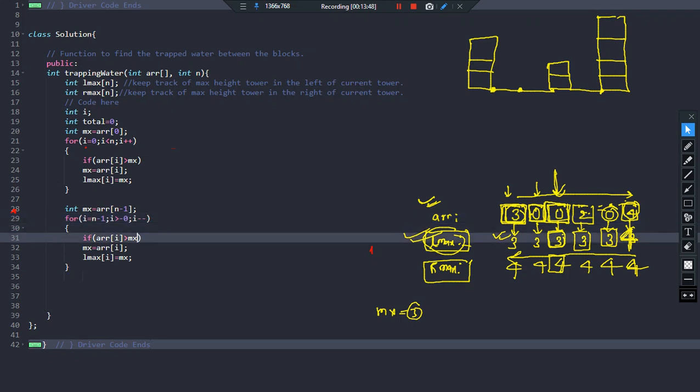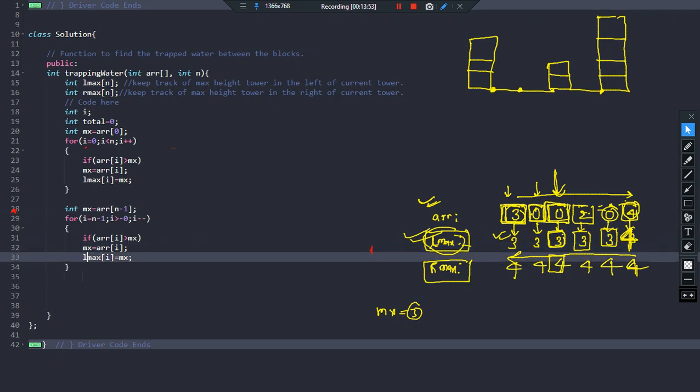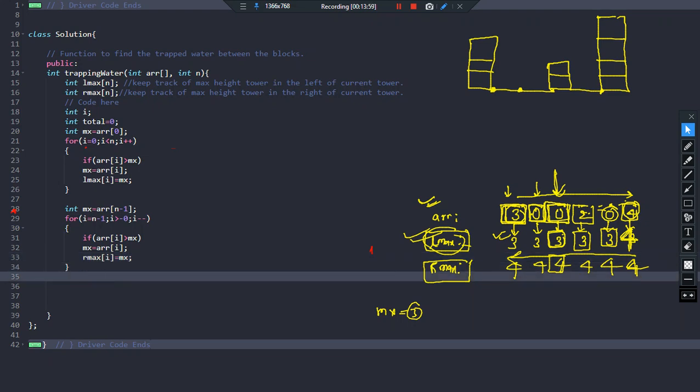Meanwhile, I'll check whether array of I is greater than max. If yes, then just update the value of mx and initialize R max of I to mx. Done. So what will happen? You are starting from this point, moving towards here. Right now mx is equal to 4, so R max of I will be equal to mx. So 4 will be initialized.